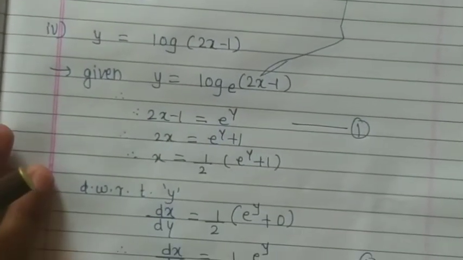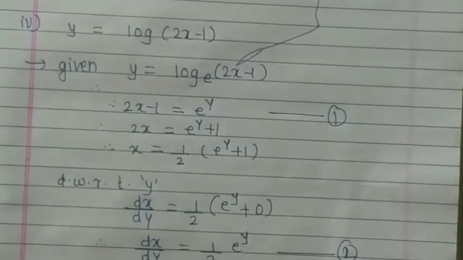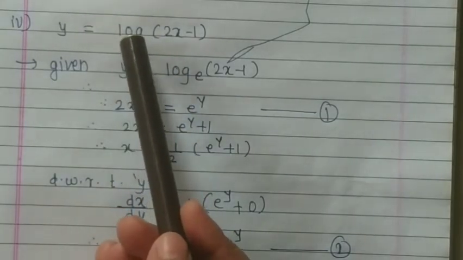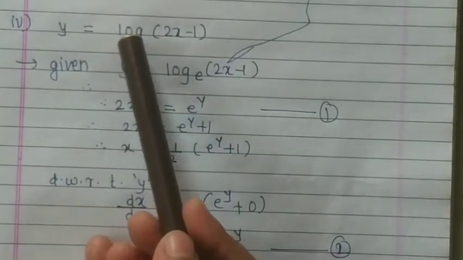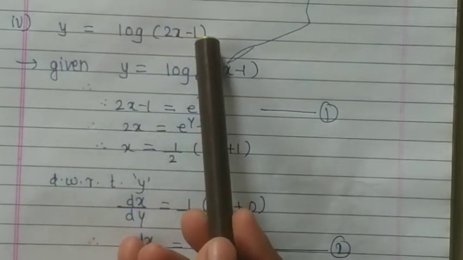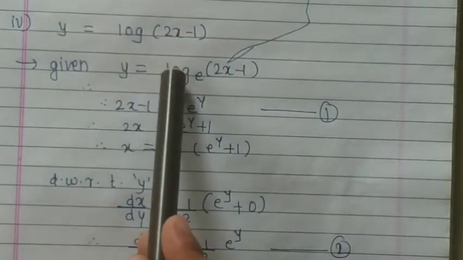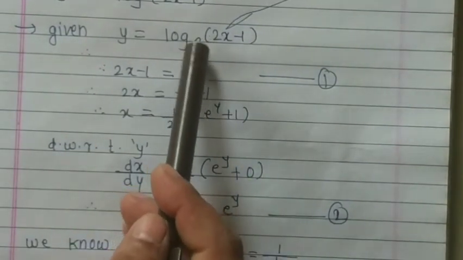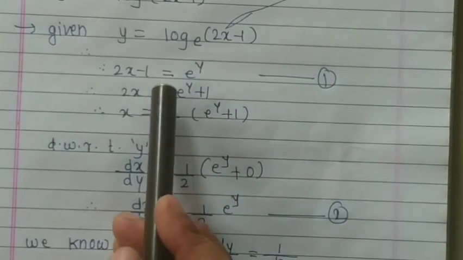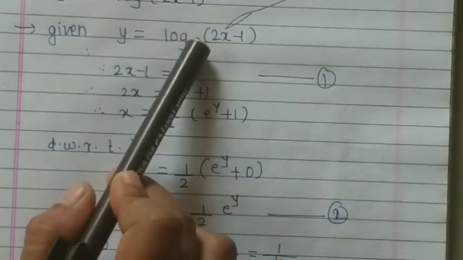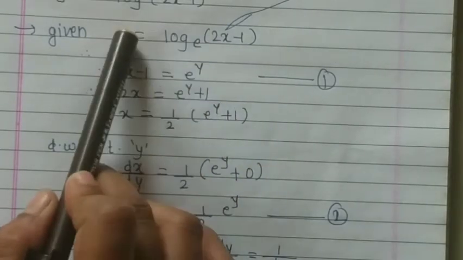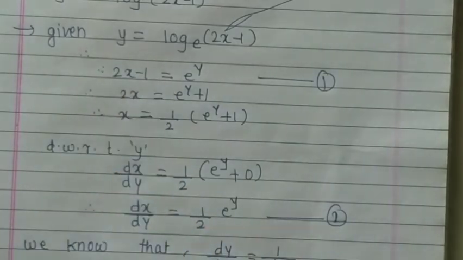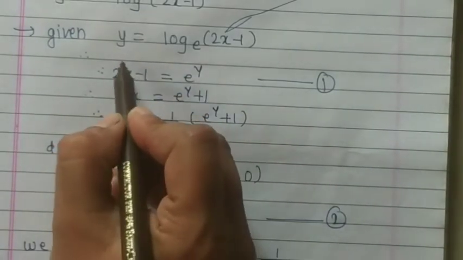Now again consider the last example of this type. y is already expressed in a logarithmic expression. y is equal to log of 2x minus 1, given. Obviously here the base must be e. Again by the definition of logarithm, e raised to y is equal to 2x minus 1. That is, 2x minus 1 is equal to e raised to y.